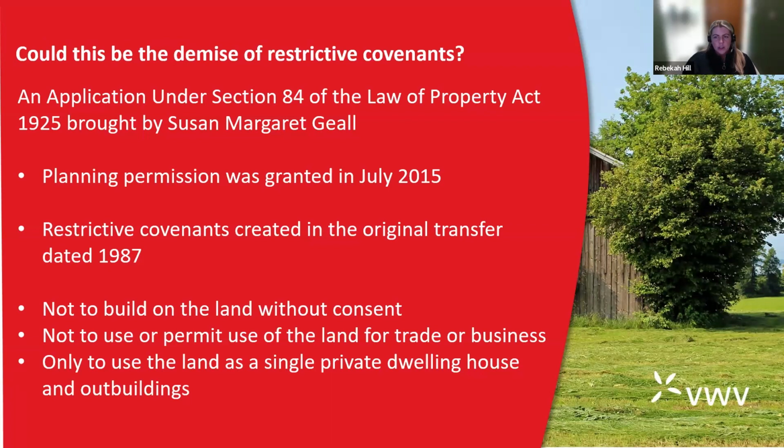However, the development could not proceed because of restrictive covenants created in the original transfer of the land back in 1987. The applicant had covenanted with the then owners of the neighbouring properties and expressly with their successors in title not to build on the land without their consent, which was in clause 6.1.1, not to use or permit use of the land for any trade or business, and to use the land as a single private dwelling house, grounds and outbuildings, which was in clause 6.1.4.